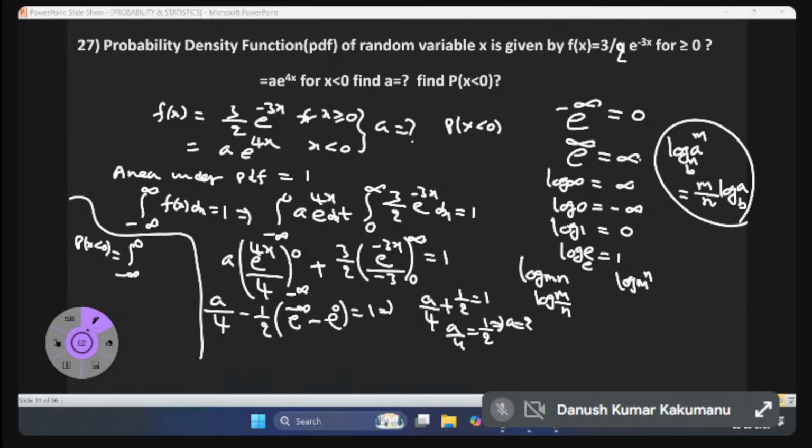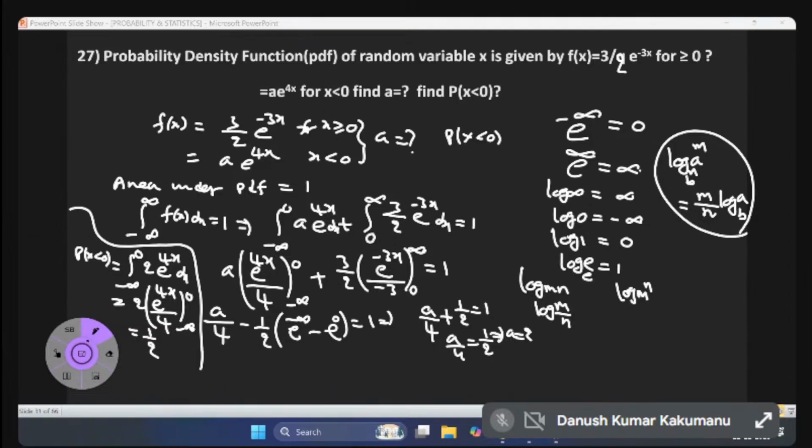For x less than 0, which function here? A e power 4x. What is A value here? 2. Integral of 2 e power 4x dx, 2 into e power 4x by 4, limits from minus infinity to 0. Substitute upper limit 0, e power 0 is 1. E power minus infinity is 0. What is the answer we are getting? 2 by 4, 1 by 2. A value is 2 and this value is 1 by 2. 2 marks bit. Everybody understood? Second bit also cleared.